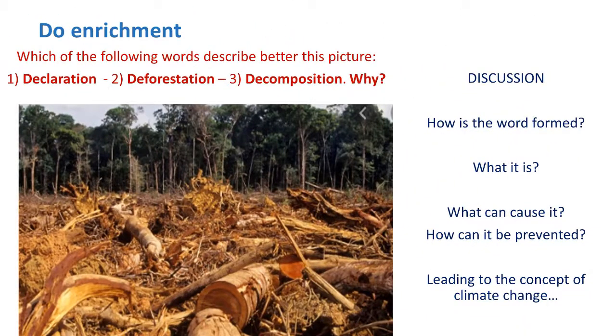We are now at the stage of the enrichment activity, where the child will have to select a word describing the picture shown out of 3 options. Once the correct word is selected, a discussion will start around the question shown. The discussion may lead to the issue of climate change and potential solutions.